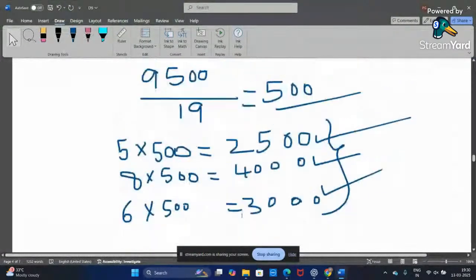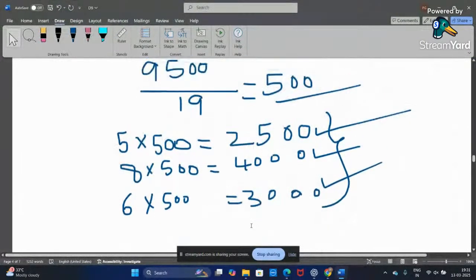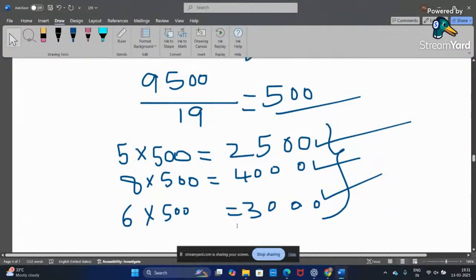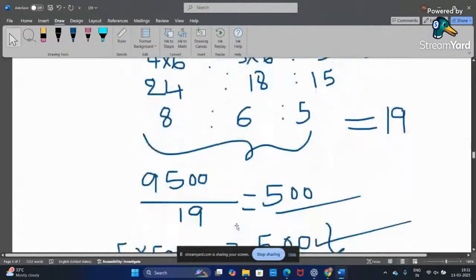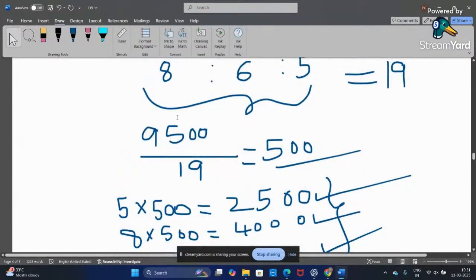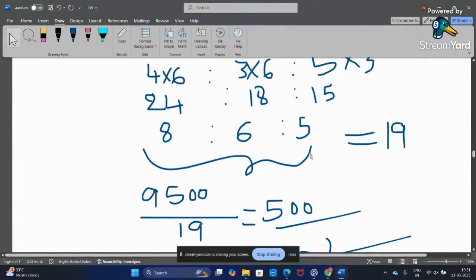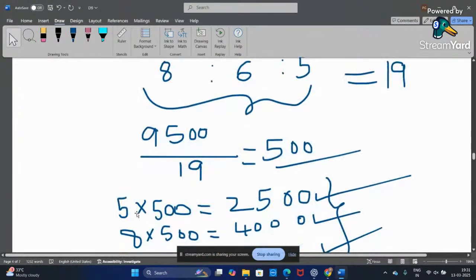Sorry guys, I think there was a network issue. So I'll explain the previous problem once again. See, up to here, you all know, right? We have to add this ratio. We'll get 19, and we have to divide the total share by 19. So we are getting 500. Then we need to find Sudhir's share. So Sudhir's ratio is 5. So we need to multiply this 500 with Sudhir's ratio so that we are getting 2,500.